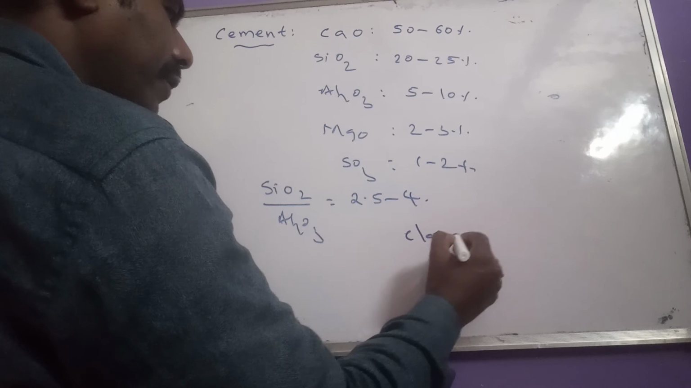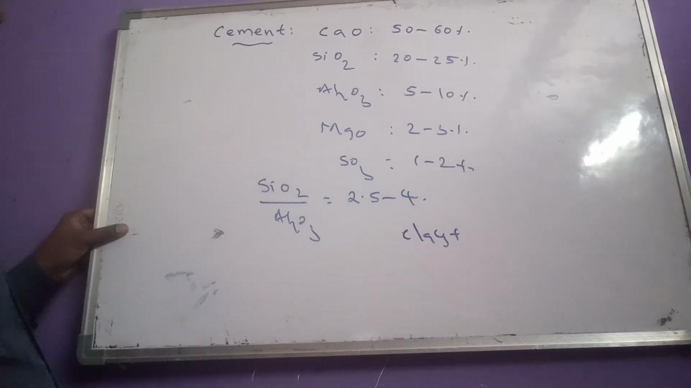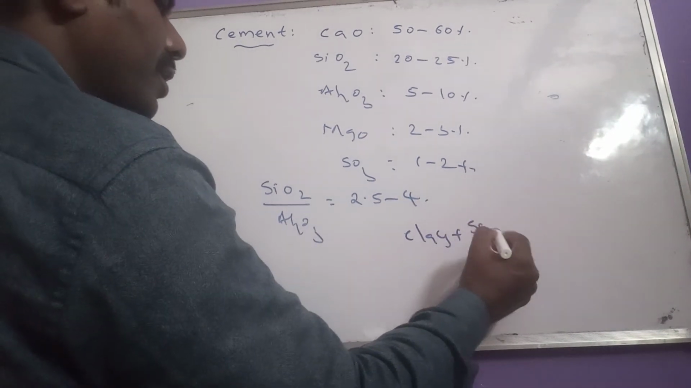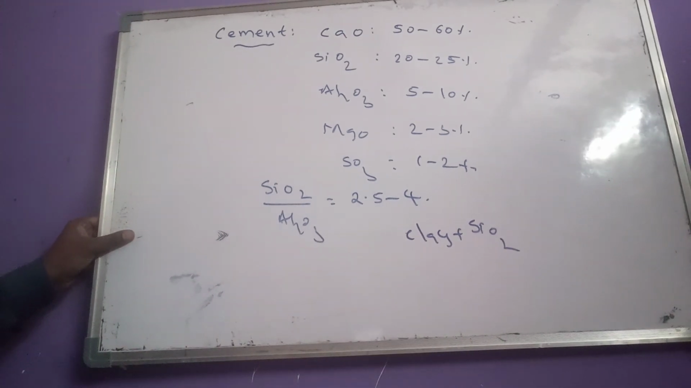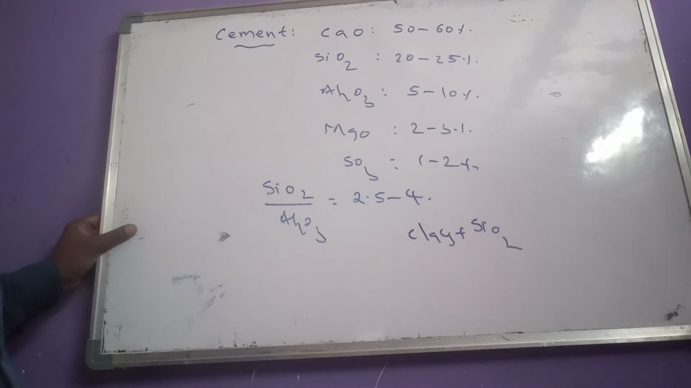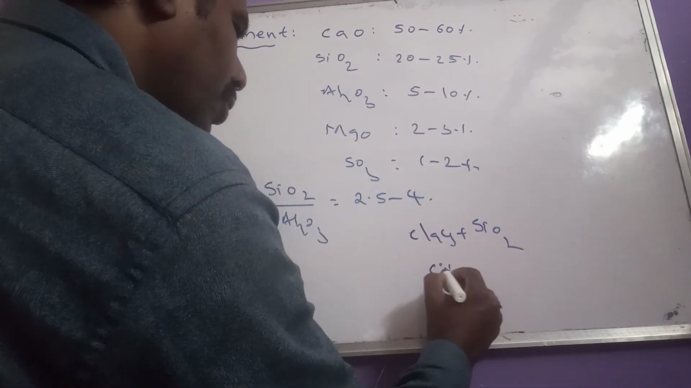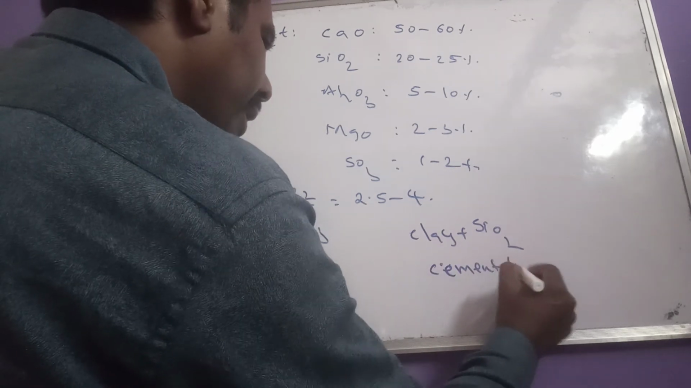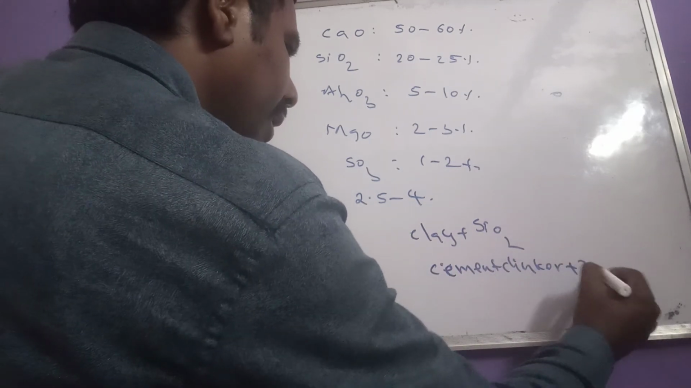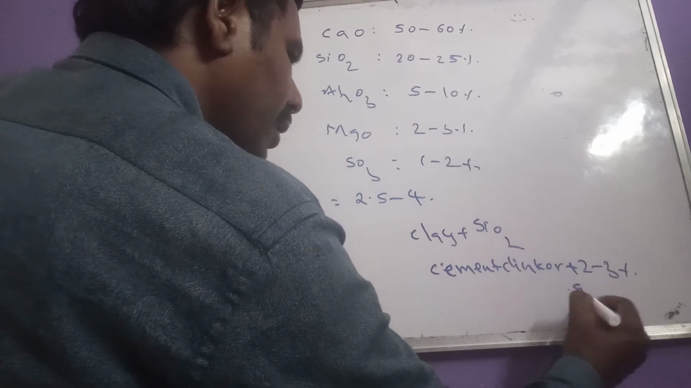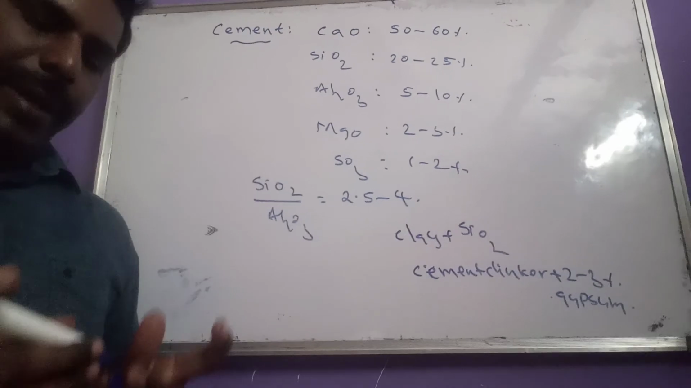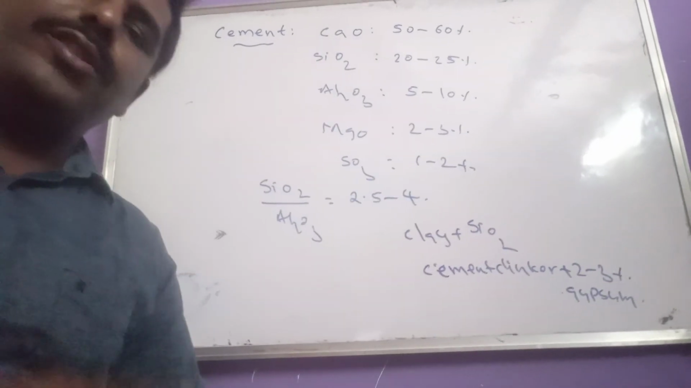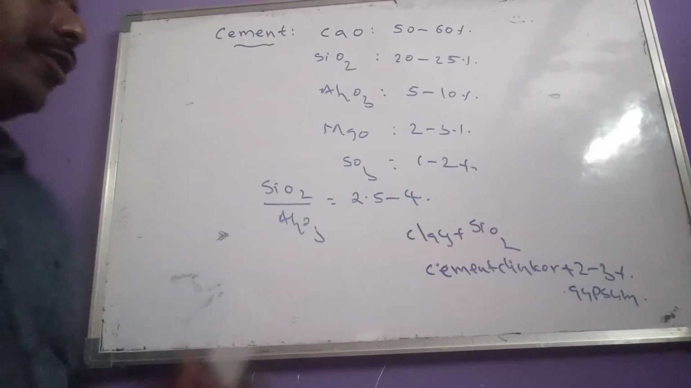Now what are the major components in cement? First we have to take clay. When clay is heated strongly with SiO2, we get cement clinker. To that cement clinker, 2 to 3% of gypsum is added to get cement. Now they also ask in competitive questions about the use of gypsum.